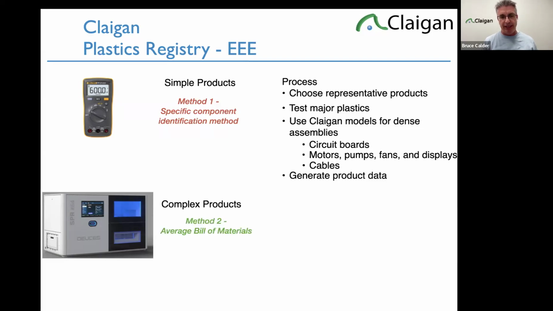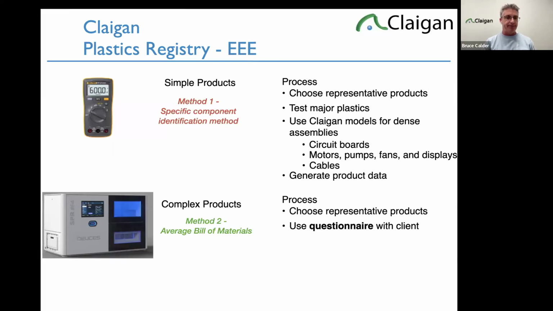For complex products, we use the average bill of materials method, where we choose representative products with you, and then we give you a questionnaire and say, hey, if you know that, here are the answers. The main thing we're going to need to know, and I'll show you an example in a moment, is the weights of the plastics that make up more than 50% of any one dimension. And if you don't know the weight, if you give us the dimensions, we have models for that. So then we use models for a product like this.